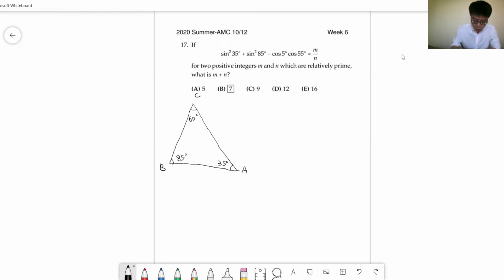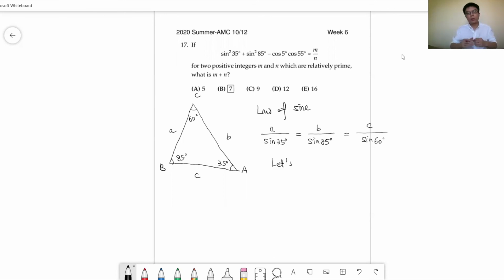Now we have the law of sine. Law of sine says that if I set the side lengths a, b, c, then a divided by sine A equals b divided by sine B equals c divided by sine C. Okay, so this is the law of sine. So in particular, maybe we need to shrink or enlarge the triangle a little bit so that this quotient just equals 1.